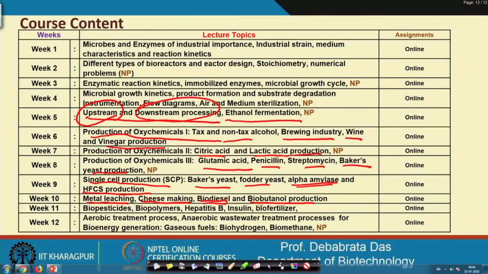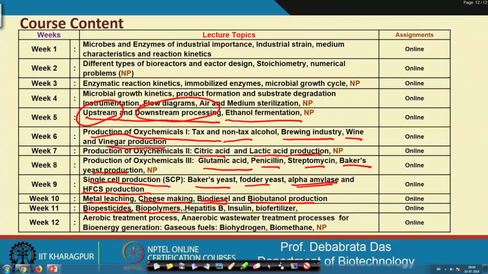It will be exhausted very soon. So all the countries are seriously considering different renewable energy sources, and we find that biodiesel and bioethanol play a very important role. Then I want to discuss typical applications of biochemical processes like biopesticides. We have a lot of applications in the agricultural sector to increase agricultural productivity.